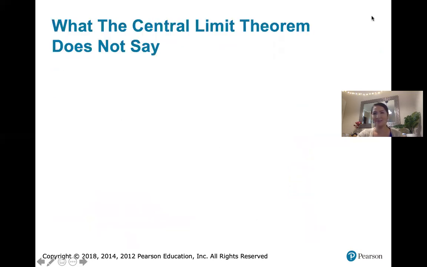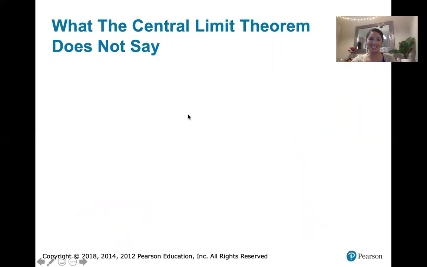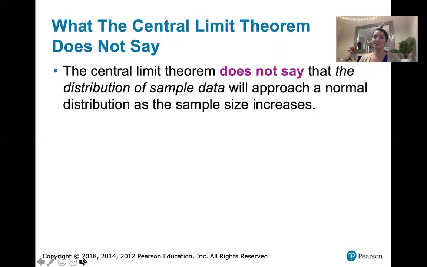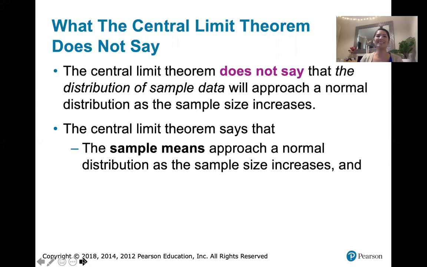Okay, now in this slide we talk about a couple of things that the central limit theorem does not say. So I'm just wanting to point out some common misconceptions to you. The central limit theorem does not say that the distribution of sample data will approach a normal distribution as the sample size increases. What the central limit theorem says is that the distribution of the sample means approaches a normal distribution as the sample size increases. So even if the original data set is skewed, or maybe it's uniform or it has some other shape, but it's not a normal distribution.